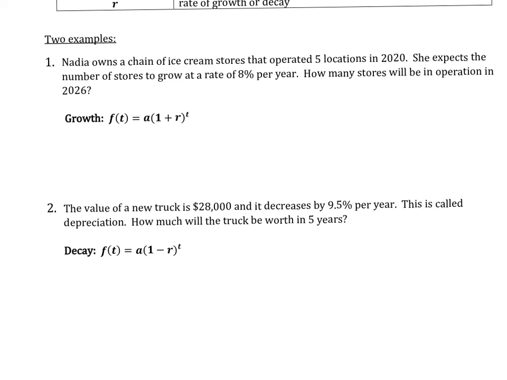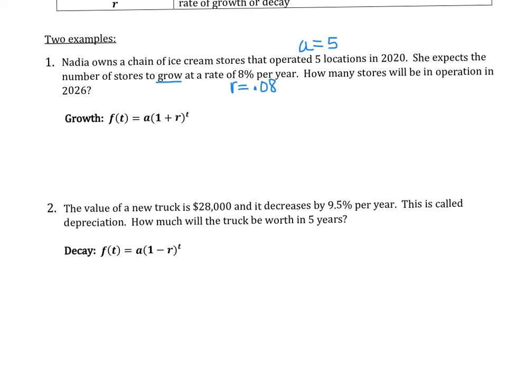In example 1, it says Nadia owns a chain of ice cream stores that operated 5 locations in 2020. She expects the number of locations to grow. So we're talking about growth at a rate of 8% per year. So your rate is 0.08. Because when you write percent, you're going to write 0.08. 8% is 0.08. She started off with 5 locations, so your A value is going to be 5.